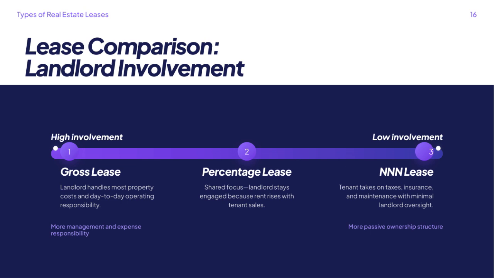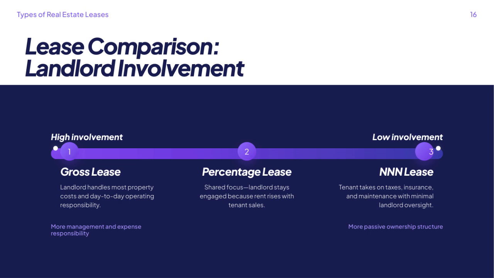Lastly, the NNN lease or triple net lease shifts most responsibilities to the tenant. Here, the tenant pays for property taxes, insurance, and maintenance, resulting in minimal landlord involvement. This creates a more passive ownership structure for the landlord, with reduced management duties. Understanding these types helps in deciding the level of involvement a landlord prefers and the financial responsibilities they are willing to assume.